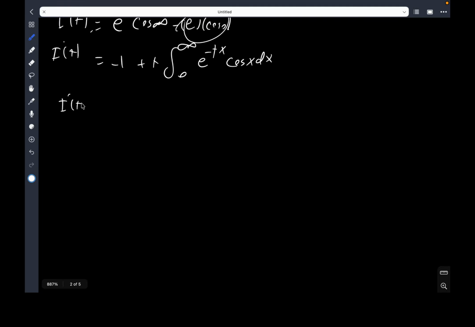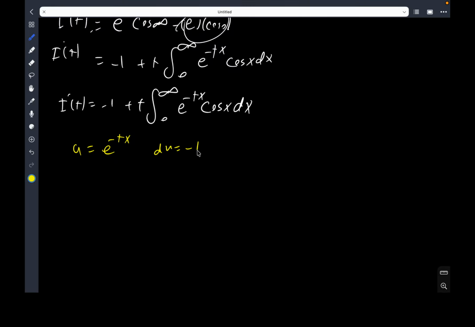So let me write it here more cleanly. Negative 1 plus t times the integral from 0 to infinity of e to the negative tx cosine x dx. Now I can do the integration by parts again here. I can say that my u is e to the negative tx and du is negative t e to the negative tx dx, and my dv is cosine x dx, thus my v is sine x.